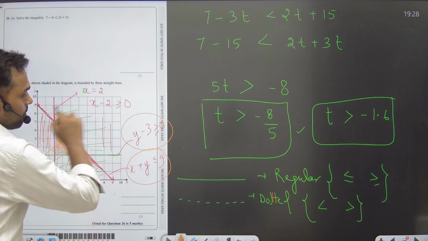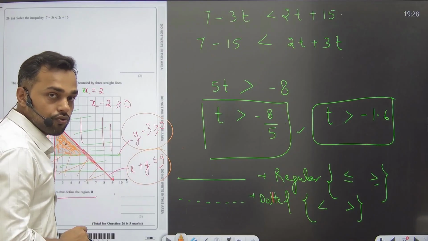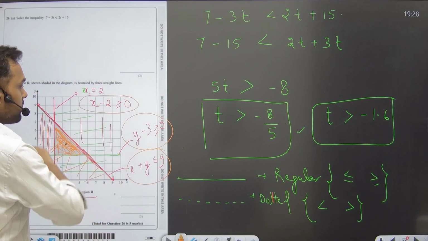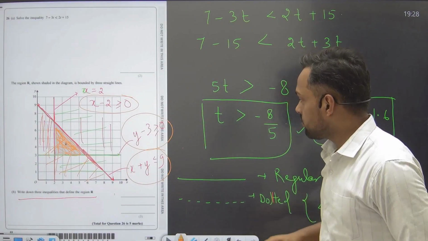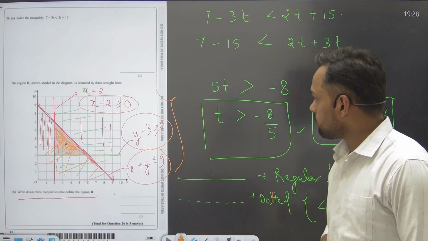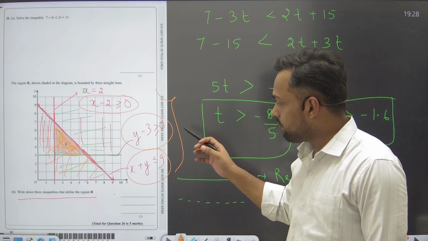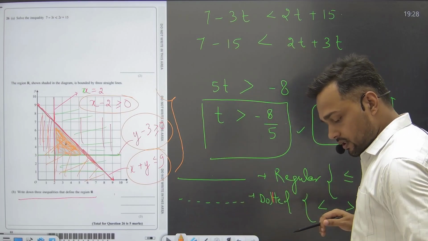The second inequality is y minus 3 greater than or equal to 0. The first one is x minus 2 greater than or equal to 0. So these are all the inequalities that define the region R. Let's move ahead.